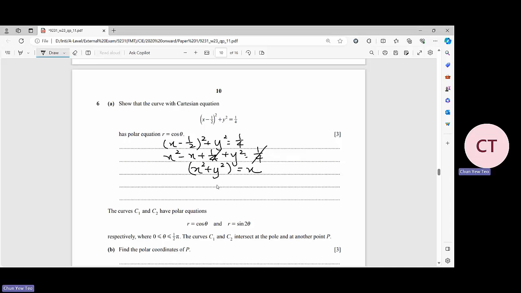And if you convert to the polar form, you know x squared plus y squared must be r squared. x must be r cos theta. So r cannot be 0 over here. We will ignore r equals 0 over here. So r is equal to cos theta. Shown.